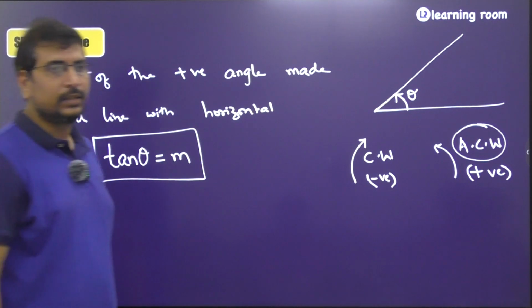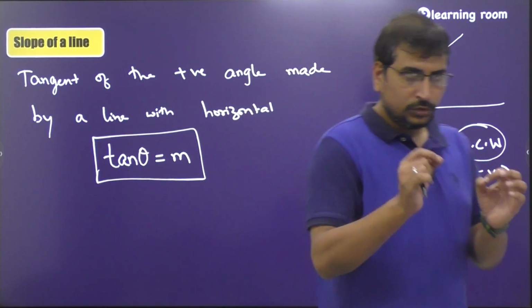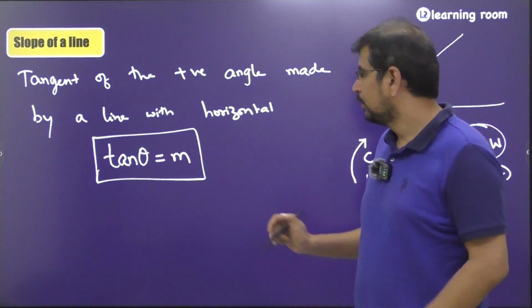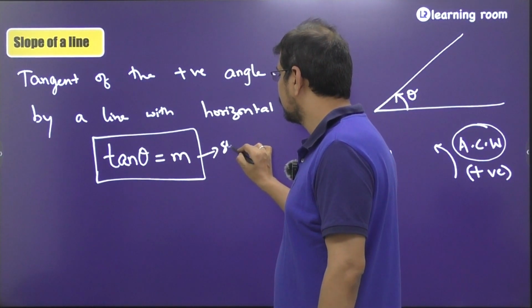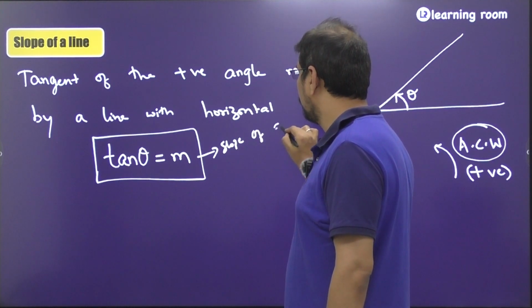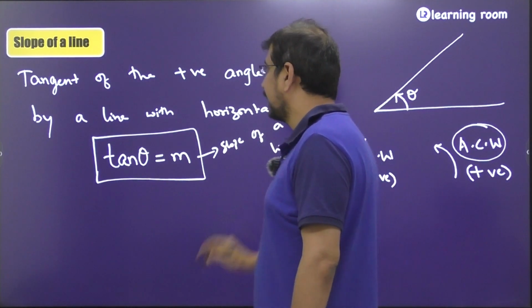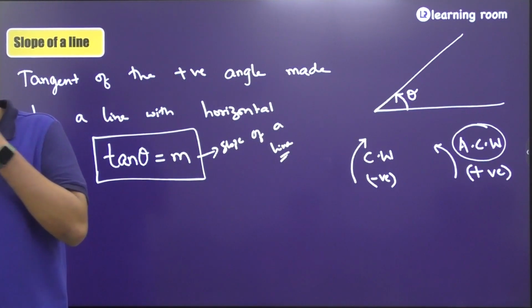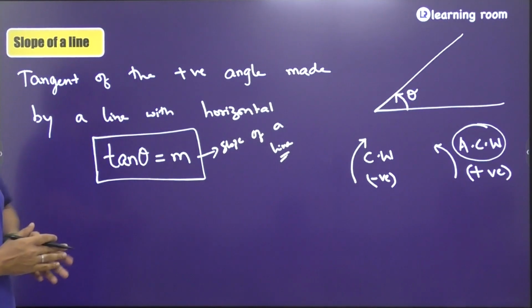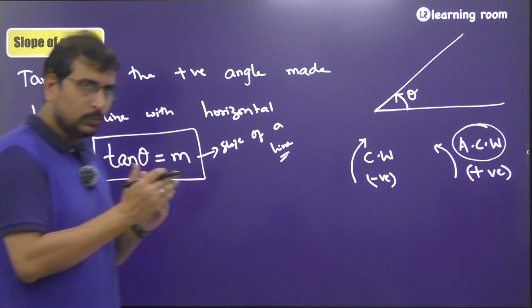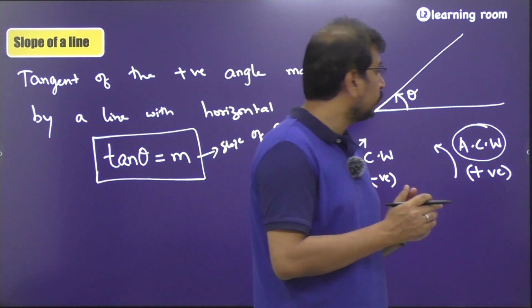Okay. Tan theta is going to be equal to small m, right? So this is what we call the slope of a line. This is a basic definition. Are you able to visualize what slope is? Are you able to see?